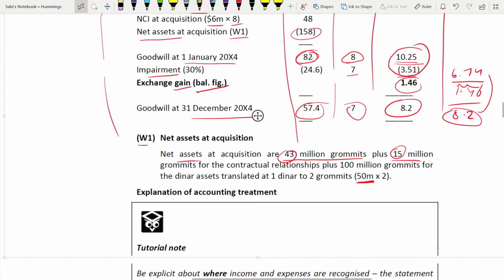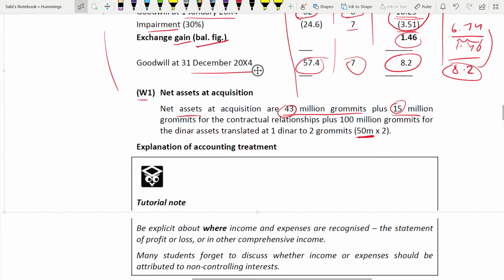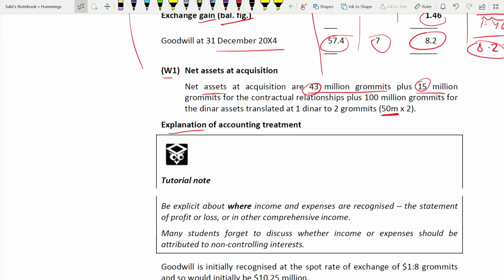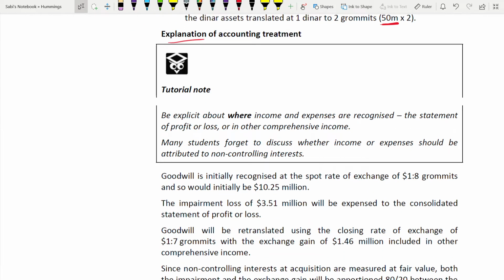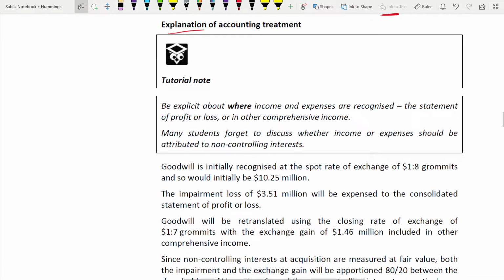Now, they asked for calculation and explanation. Calculation part is over. Now you have to explain the accounting treatment. Once you are able to calculate correctly, explanation is nothing, just like an icing on the cake. You have to recognize where the income will go, where the expenses will be recognized. Those things you have to recognize for both exchange gain and the goodwill. The requirement specifically mentioned it.